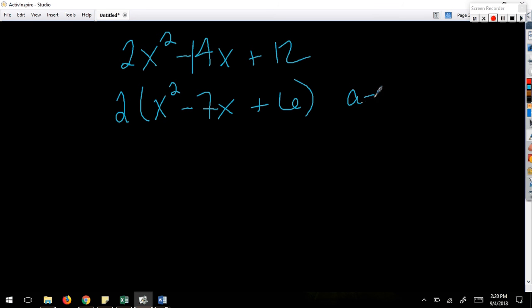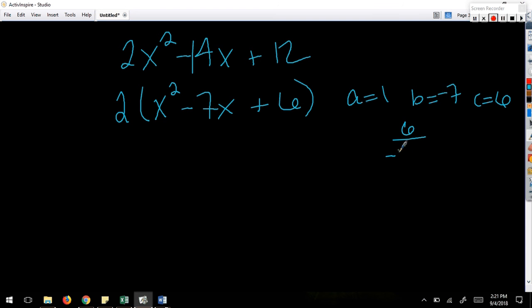B? And C. A and C together give me two things that multiply to positive 6 but add to negative 7. Now think about it. There's two ways to get a positive number. A positive times a positive and a negative times a negative. What are two factors that multiply to positive 6 but add to negative 7?